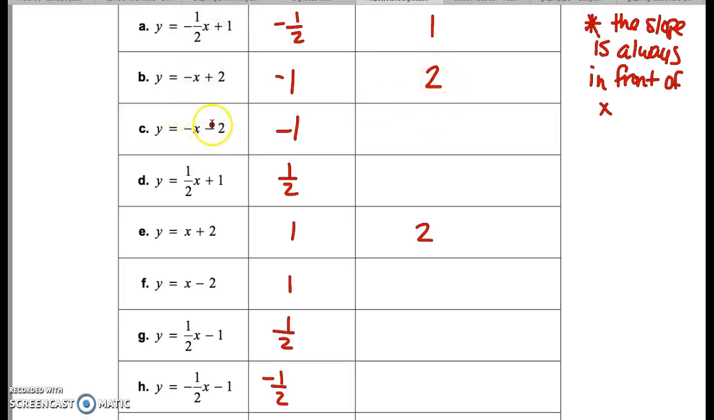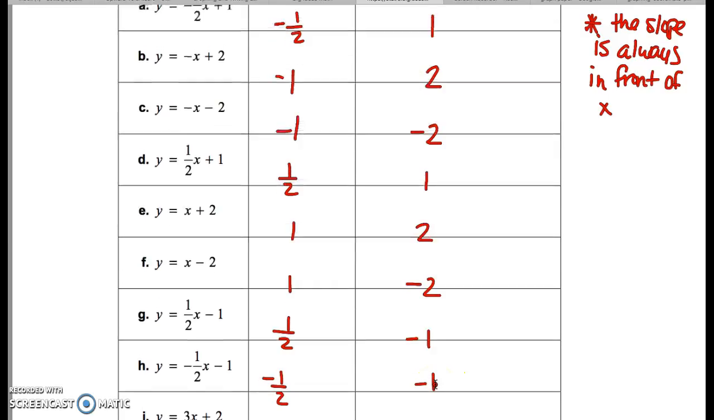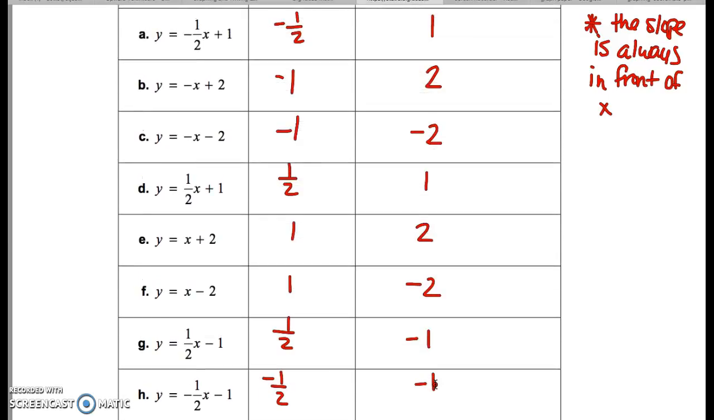For C, notice how it says a -2. So that means it's going to cross the y-axis at -2. Okay, D is going to cross at a +1. We did E already. F will cross at a -2. G at a -1. And H at a -1. Are there any more? Yeah, there's more down there. We'll do those in just a second when I can scroll.